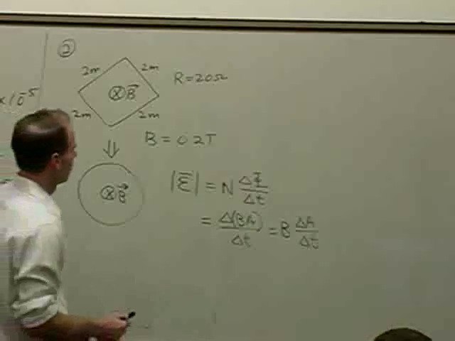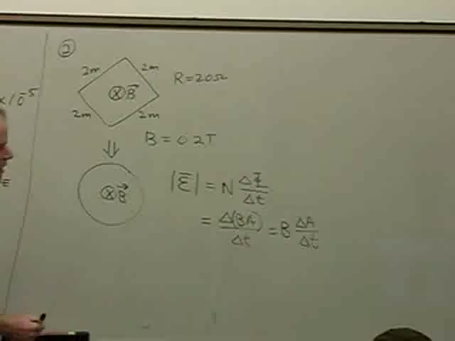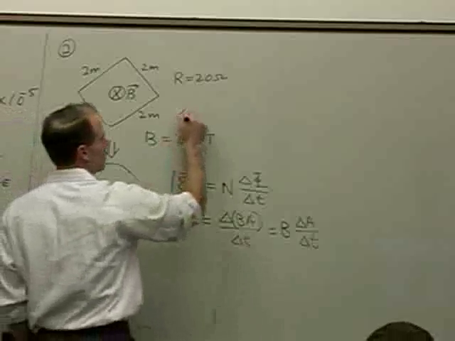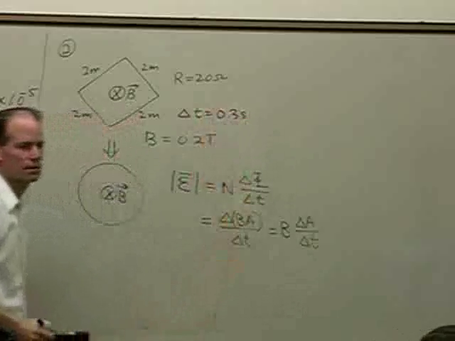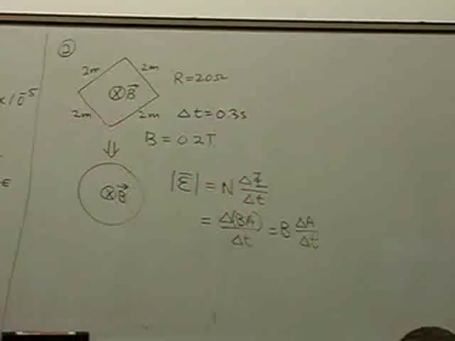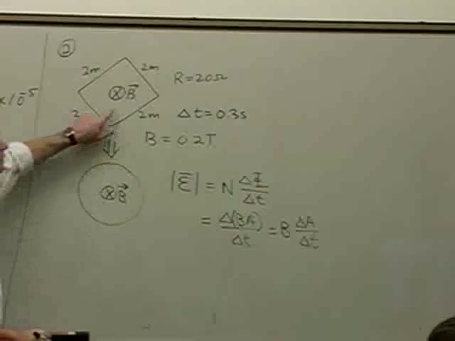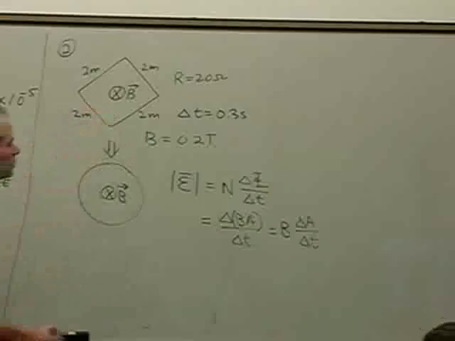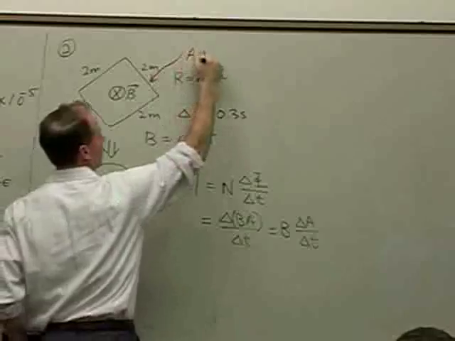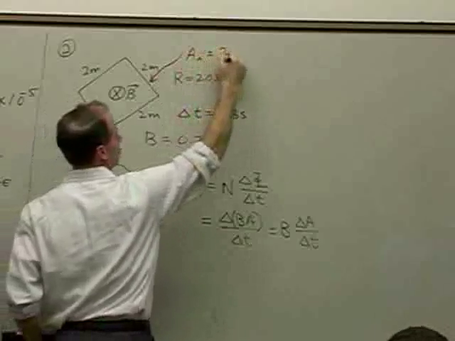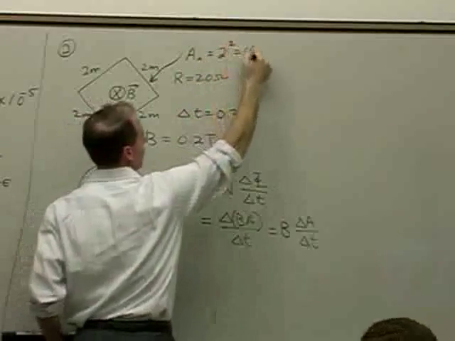So the question is then, what is our area? Because our delta t was given as 0.3 seconds. We're going to do all this in 0.3 seconds. And we know the field, so we just need to find the change in area. Well, our original area is the area of this square. So our initial area is going to be 2 squared, or 4 square meters.